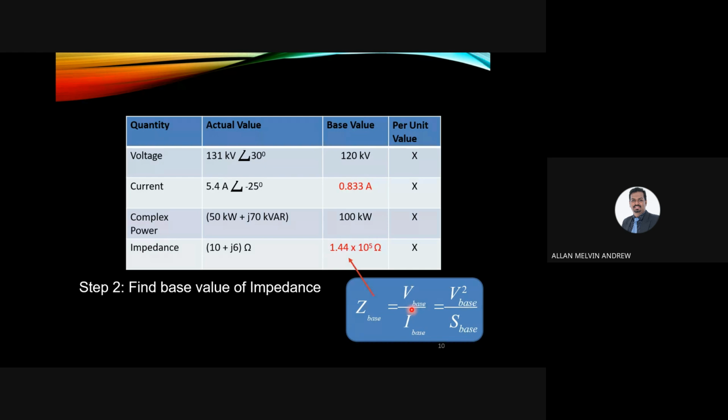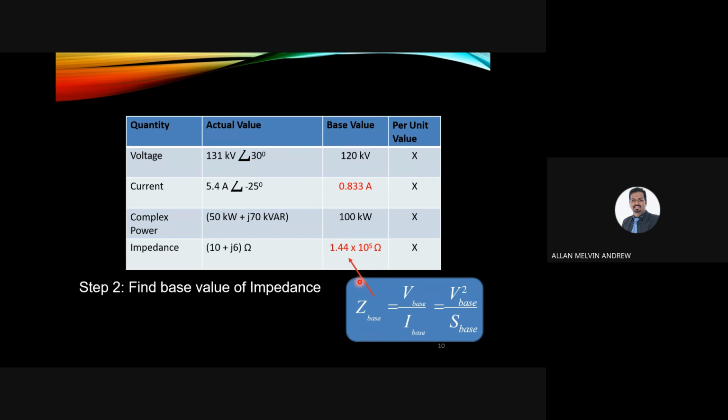Okay, so V base is 120k. Make sure you expand it to 120,000 volt. And I is 0.833. Once you divide, you can get the value of Z base, so it is 1.44 times 10 to the power of 5.